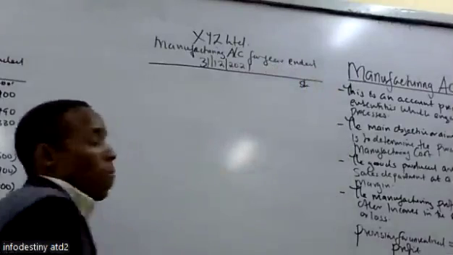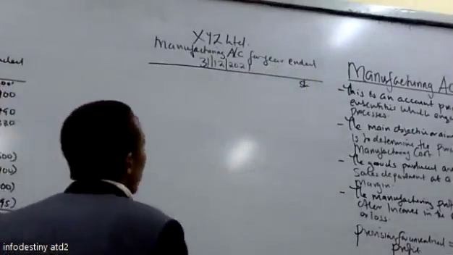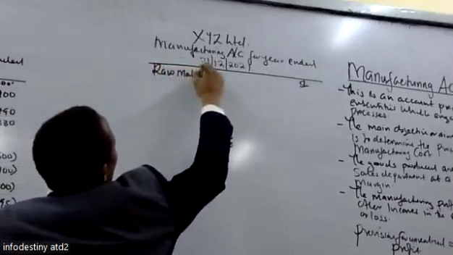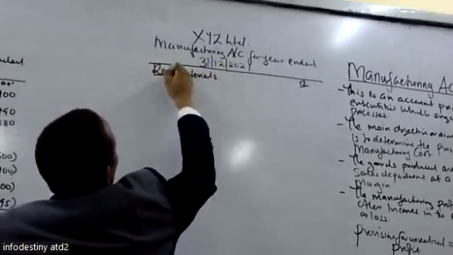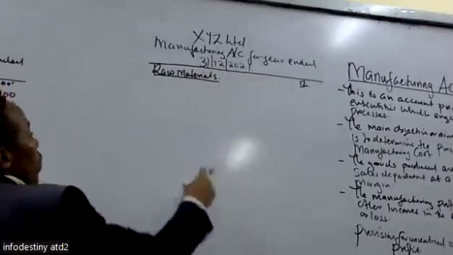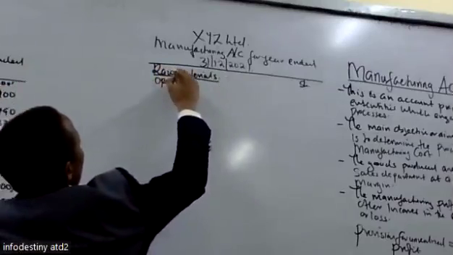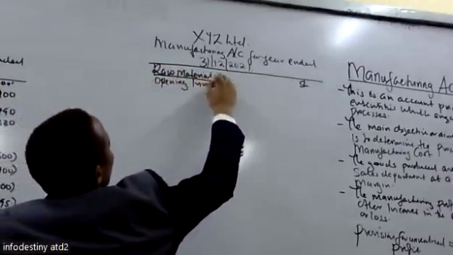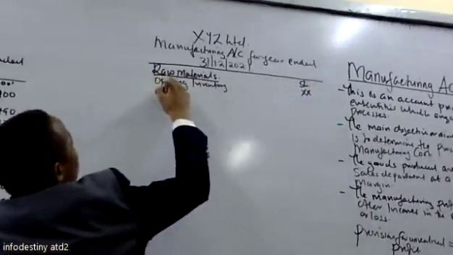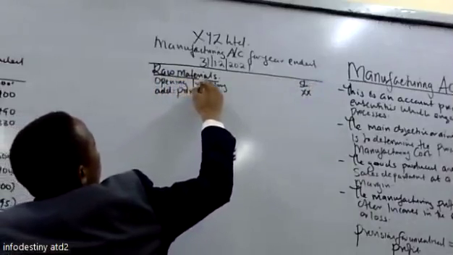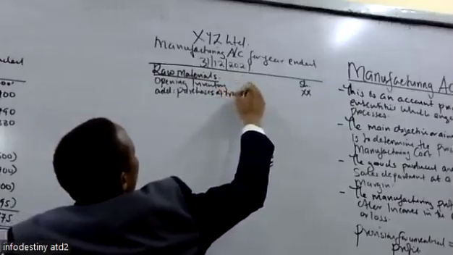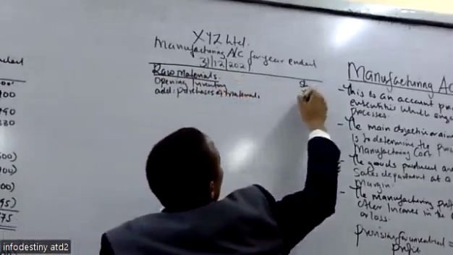We are showing there. So we start with the raw materials which are used in the production. For the raw materials, we start with the opening inventory. Then you add purchases of raw materials.